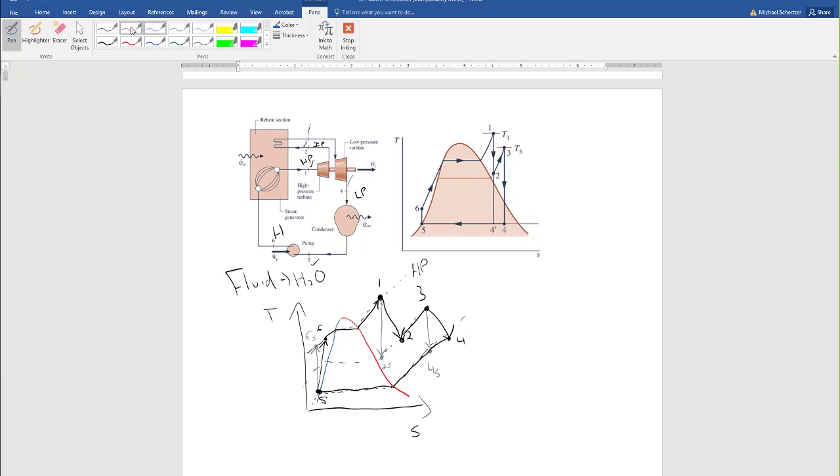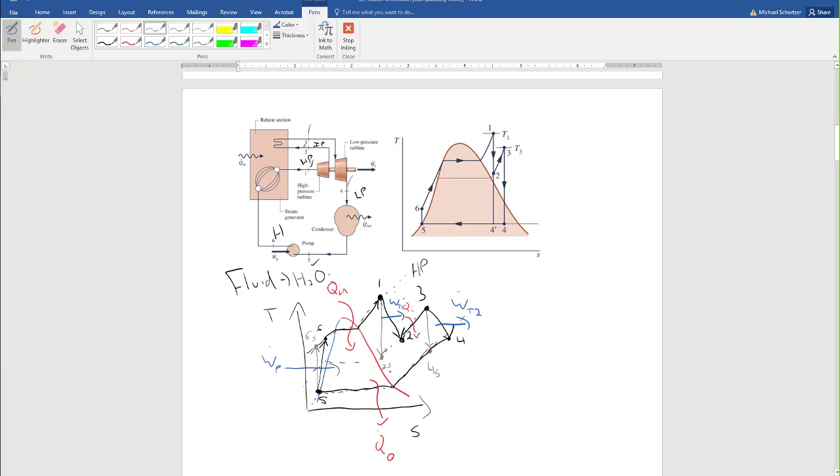The other thing that I like to do, which you don't have to do on an exam, but it helps me, is this is going to be Q in. There's another spot here where we're adding heat, this is also going to be Q dot in. This is going to be Q dot out at the condenser. There's going to be power produced by the first turbine, power produced by the second turbine, and power consumed by the pump.